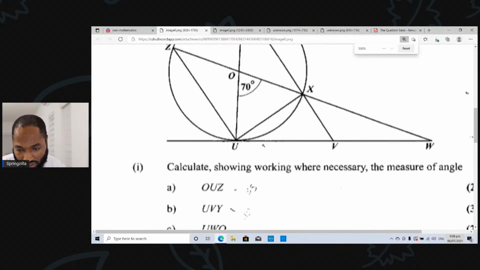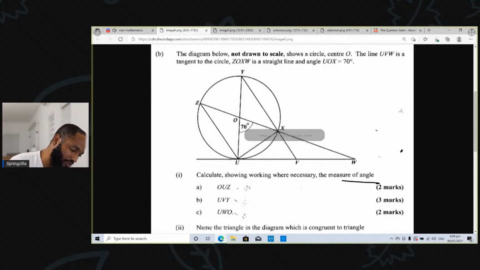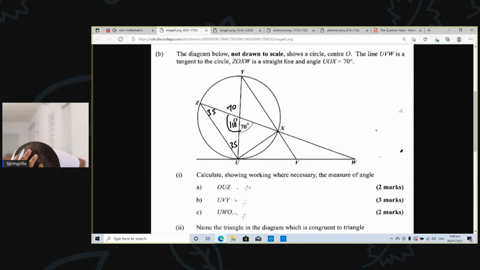Do you want me to do the circle theorem too? Okay, let me do it. I remember this one had some problems too. Calculate, showing working when necessary, the measure of angle OUZ. So if this is 70, this is 70. This is a straight line, so this is 110. If this is 110, it means this is 70 added up here, so this must be 35 and 35. Chat, do you agree with me?